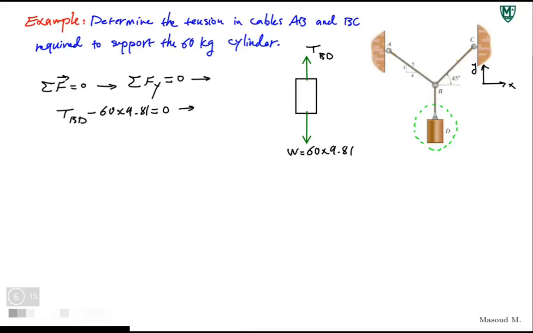Following that, the system is in static equilibrium. I started from where I'm given the most information, which is the 60 kilogram mass. So calculate the weight, look at this isolated free body diagram. I get two vectors, one upward, one downward. I assume that this is the y direction, and I take TBD upward as positive, W downward as negative. Summation of them should be 0. From there, we can find TBD. If you do this multiplication, you will get 588.6 newtons.